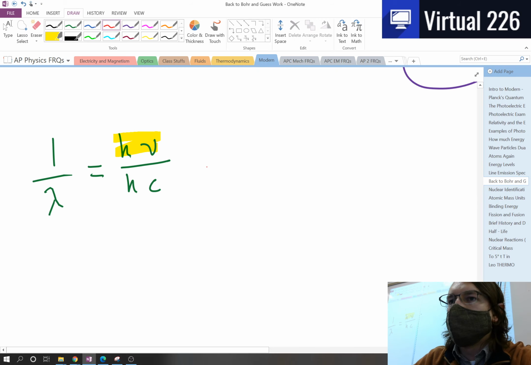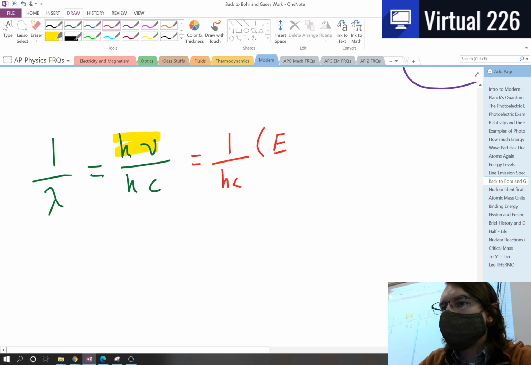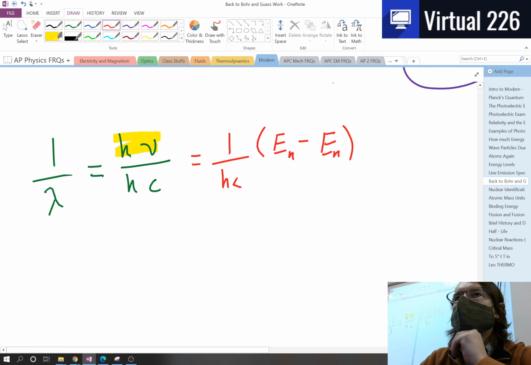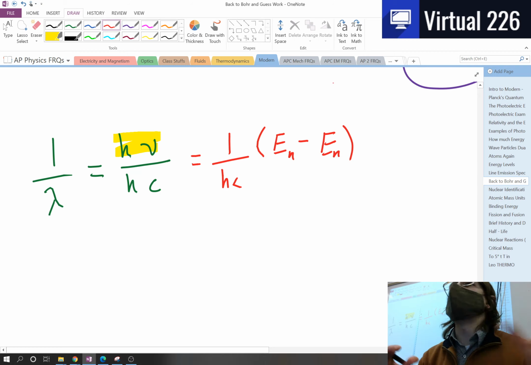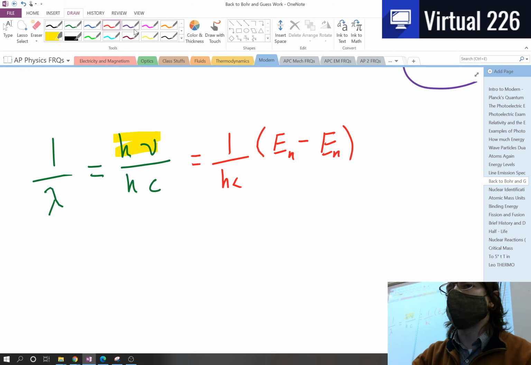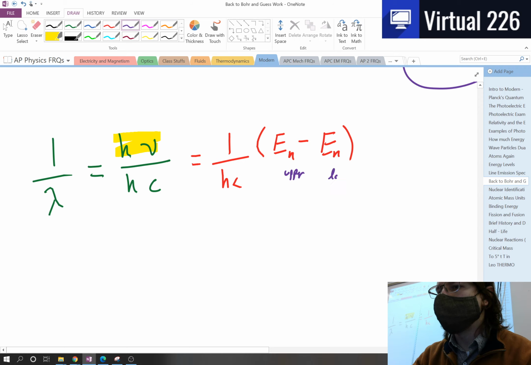So I can rewrite this as 1 over hc, because that's in the denominator, times the energy of the photon, which is En minus En, where we have some final and initial position, right? Our upper minus the lower. This is like the upper location, and this is like our lower location. It's just the difference in those energies, okay?